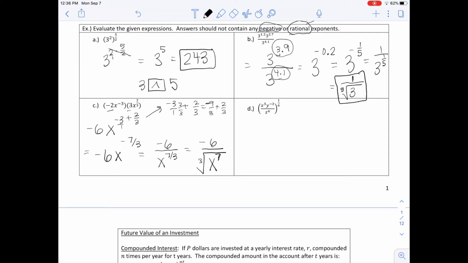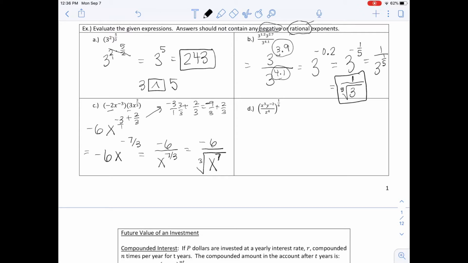The next one that we have says x to the third, y to the negative second, z to the fourth, all raised to the 1/6. First thing to note is that the bases are all different, so I cannot combine anything in the numerator or in the denominator because one has a base of x, another a base of y, and another one has a base of z. However, I do have a 1/6 outside, and I can go ahead and put that on each of those bases that we have inside the parentheses.